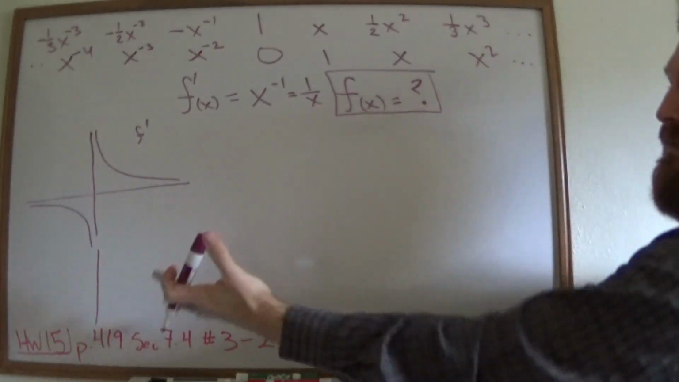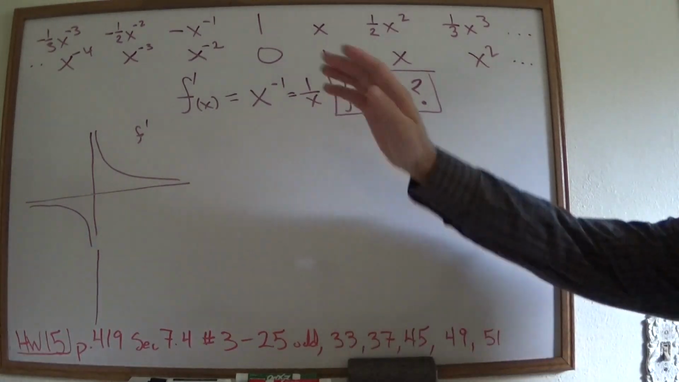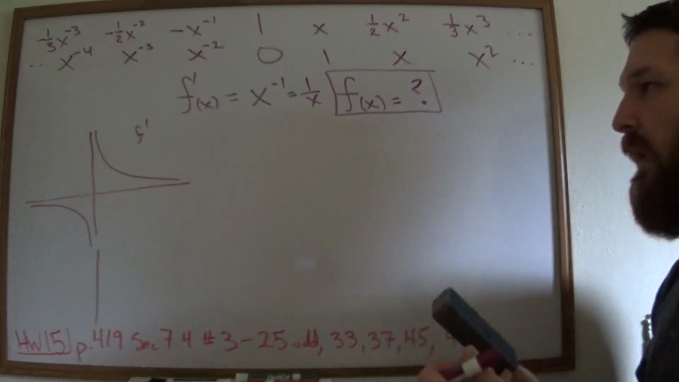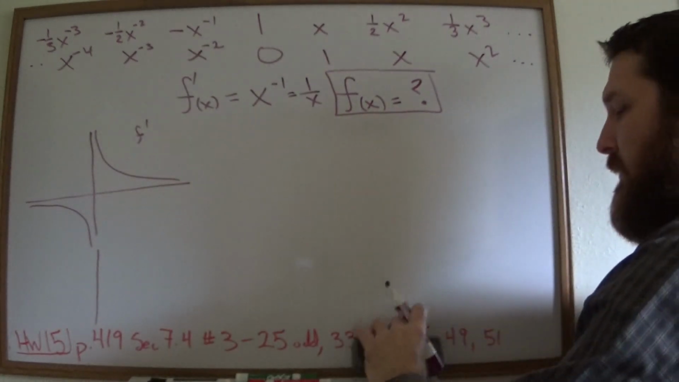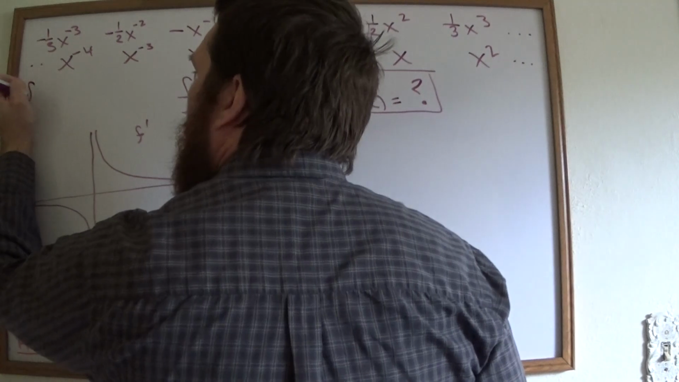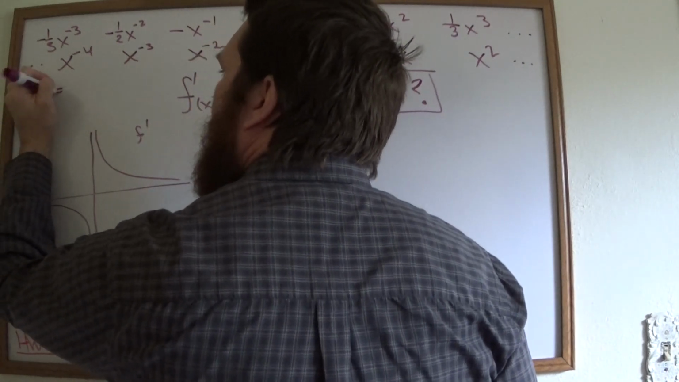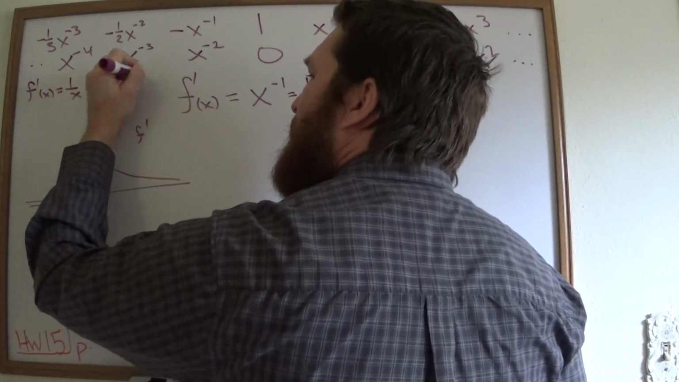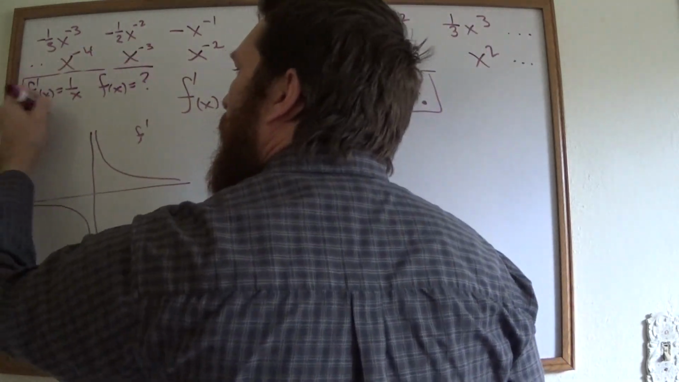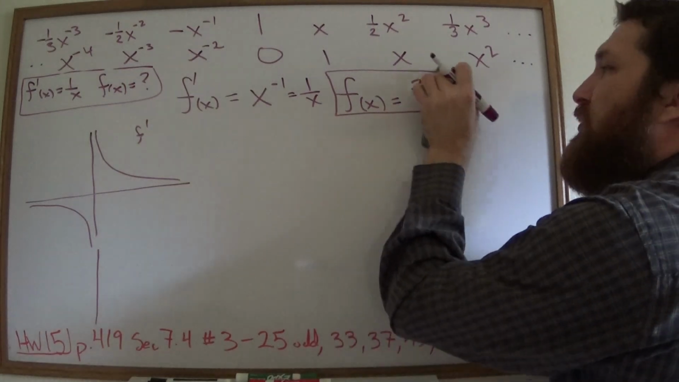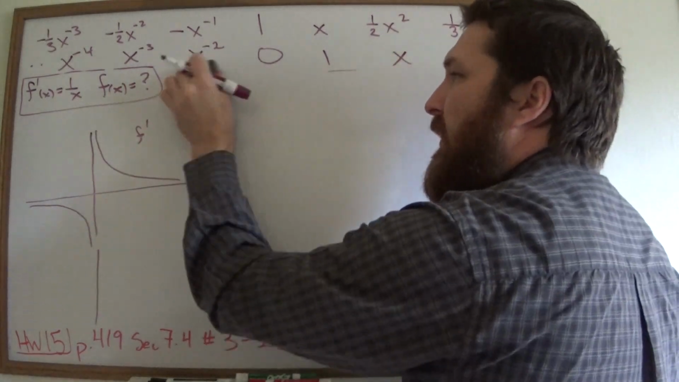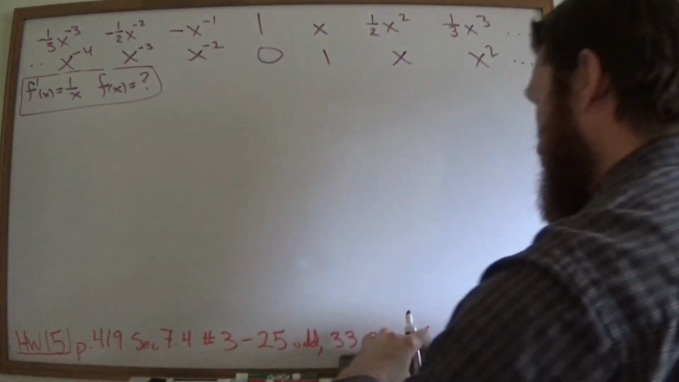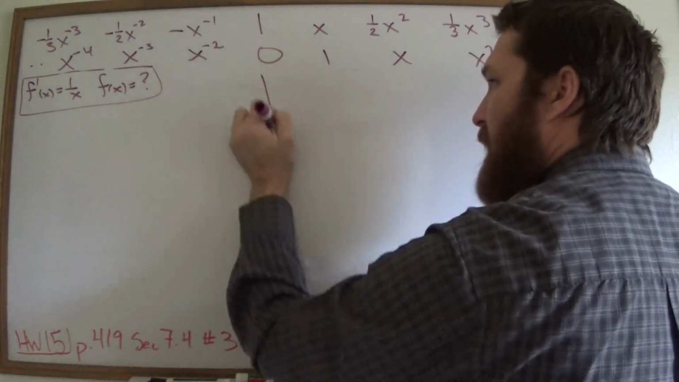I have no idea what this thing's going to look like. I know it could be shifted up and down, but maybe I'll recognize it, and that might give me an idea. I want to draw this a little bit bigger. So we know that f prime of x is 1 over x, and we're trying to figure out what is the original function that did that. So what I'm doing is trying to reconstruct the function by looking at its derivative.